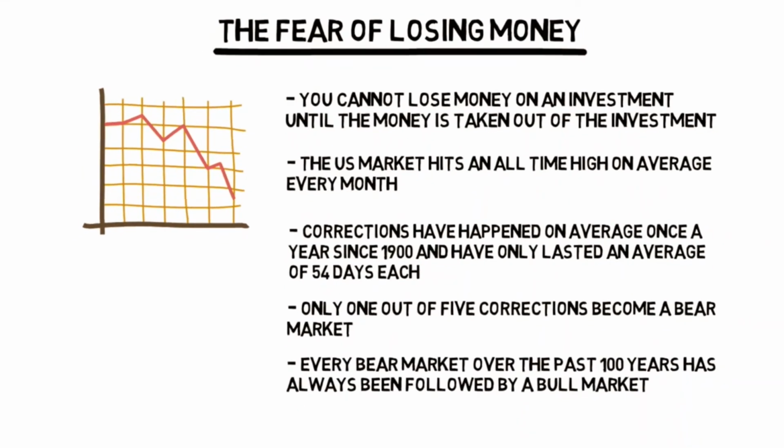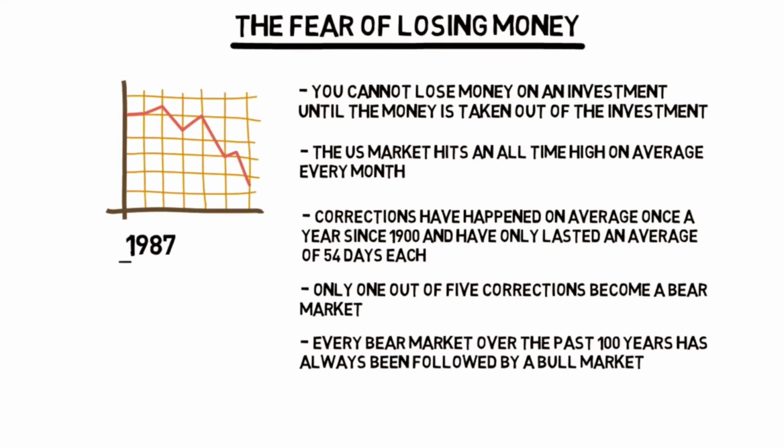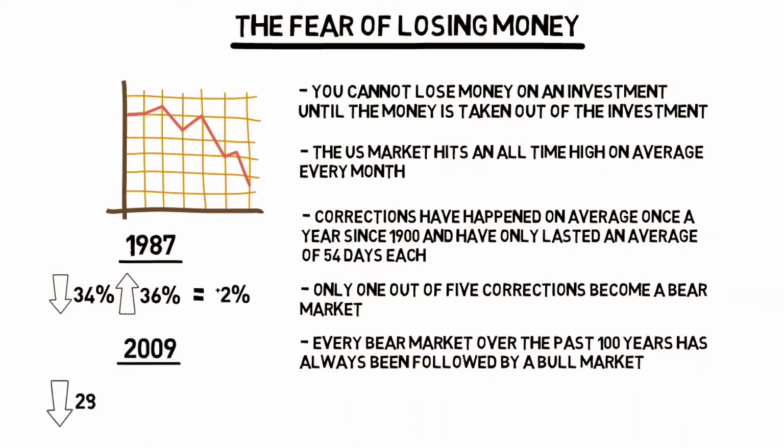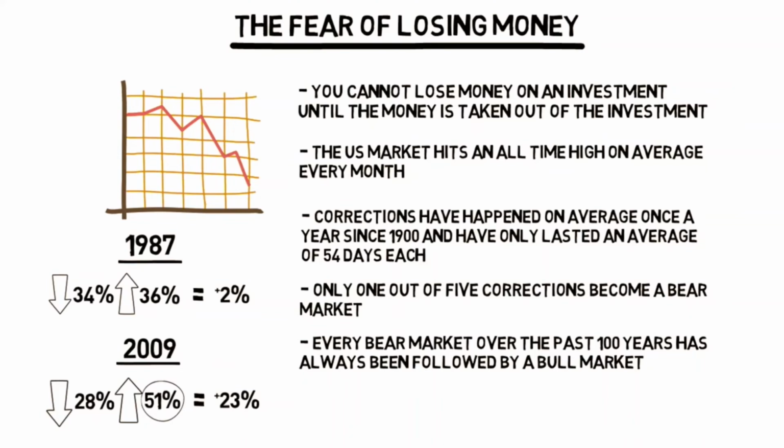Two of my favorite examples of the market recovering are in 1987, when the market went down 34% and still ended up with a positive return of 2%, and more recently in 2009, when the market went down 28% and ended with a positive return of 23%. This is where these bear markets can become a blessing. If you were to invest your money at the lowest point in 2009, then by the end of the year you would have had a 51% return on your investment.